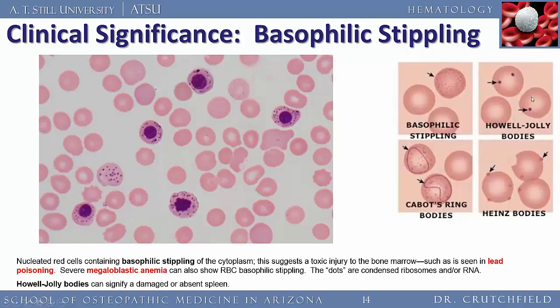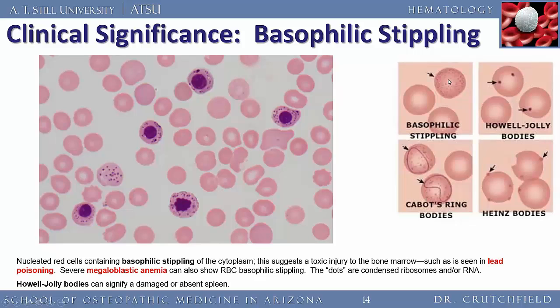Howell Jolly bodies. So up here, Howell Jolly bodies. These guys right here signify a damaged or absent spleen. The spleen normally removes diseased or old red blood cells. These are red cells that are diseased, and the spleen hasn't removed them.